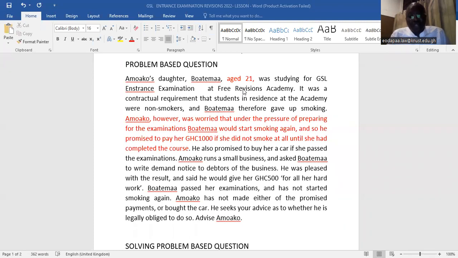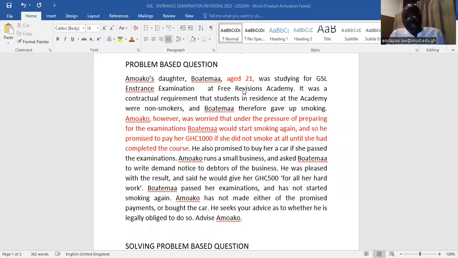I don't know if you understand what I'm trying to arrive at. So what I'm doing is that first, we have noted that there's a contractual arrangement between the students of the Free Revisions Academy, including Boatemaa, and the academy, not to smoke. So Boatemaa has an obligation not to smoke.